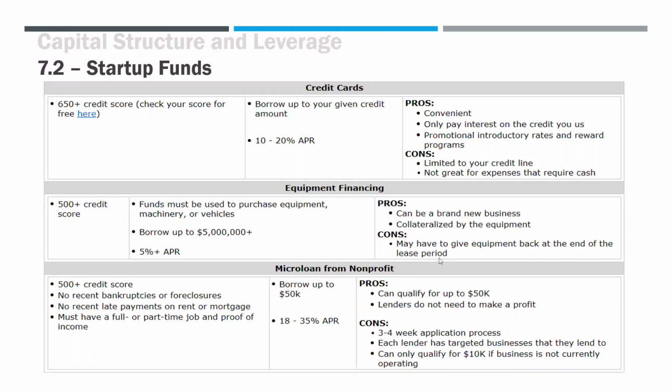If you're leasing equipment, one of the cons is that you might have to give the equipment back at the end of the lease period. Another con is what happens if you can't make the payments and your collateral is your equipment, you can lose your equipment. And also a pro is you get new equipment.